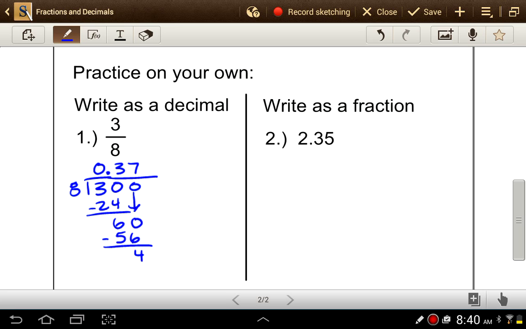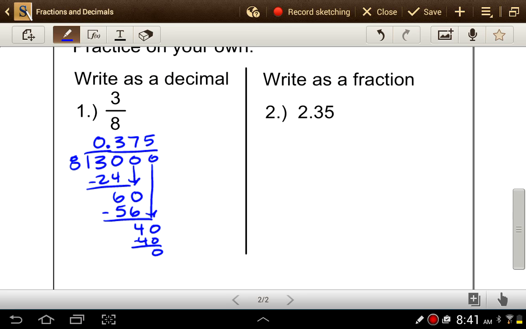I'm not done yet. 4. And there's no pattern yet. I keep going. 40. 8 goes into 40 5 times. That's 40. I'm done because that's 0. So my final answer is 0 and 375 thousandths. That's my final answer. Okay?